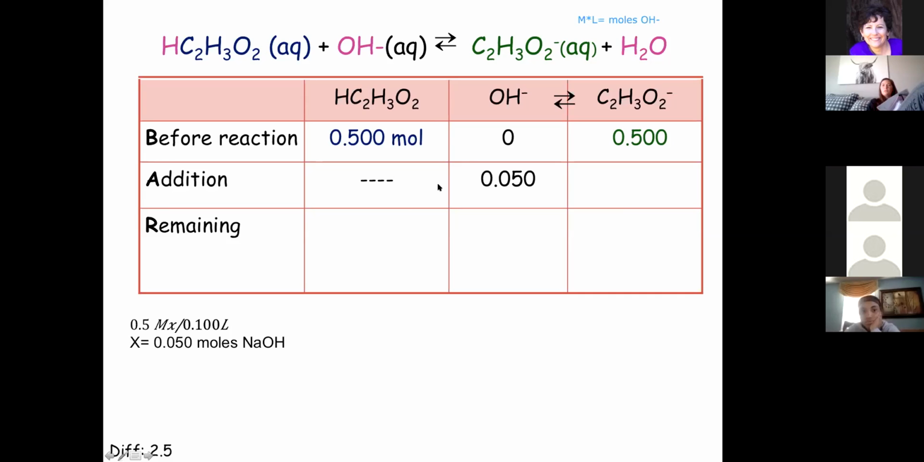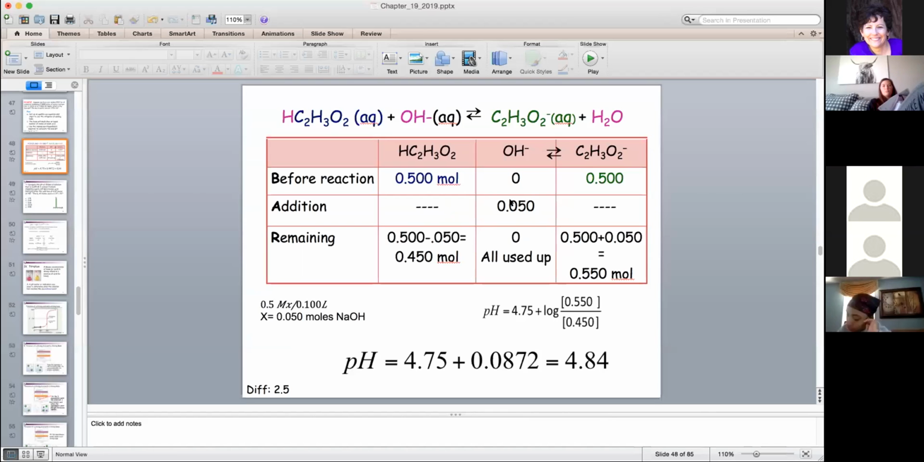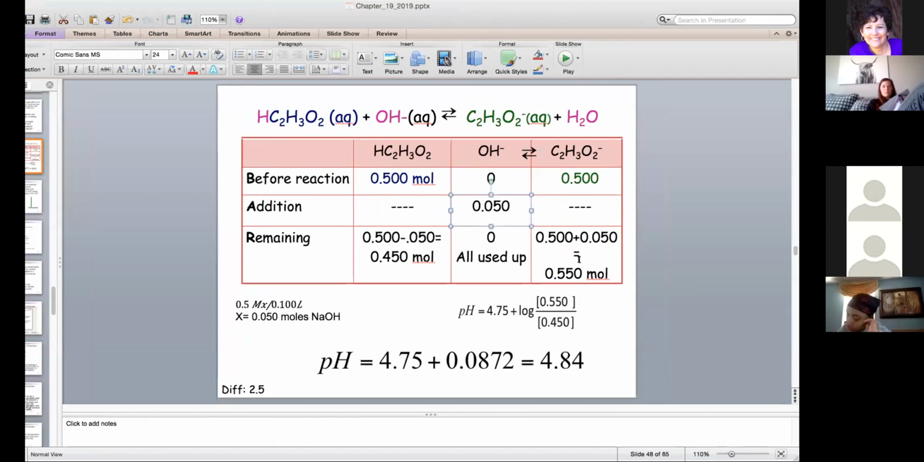Wait, are those numbers? I think we should fix this one a little bit. I like this up here. I kind of liked the way we did it on the other slide a little bit better. Yeah, I think I like that better.